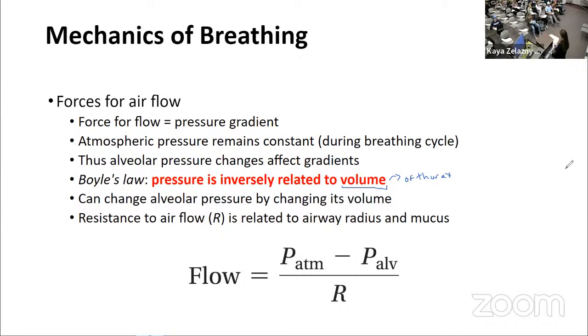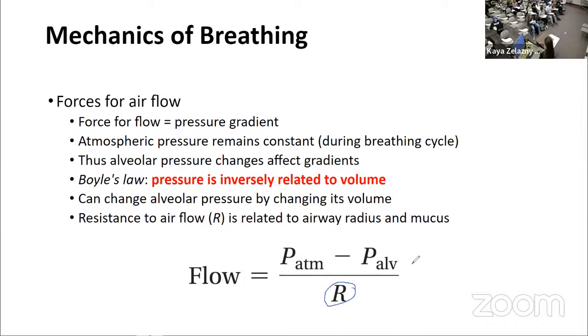And this would be true within an alveolus, so just one of those little sacs as well. So in an alveolus, if it becomes smaller, so if it decreases its volume, that increases its pressure. If it gets bigger, increases its volume, that decreases its pressure. Okay. Now we are also going to be thinking about the airflow and its resistance. So we do still have stuff that can block our airflow a bit.